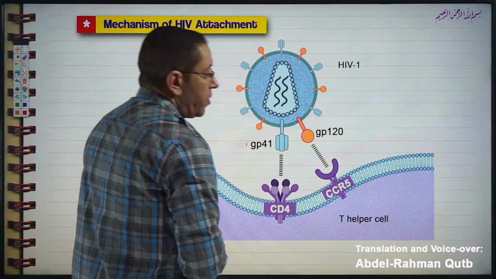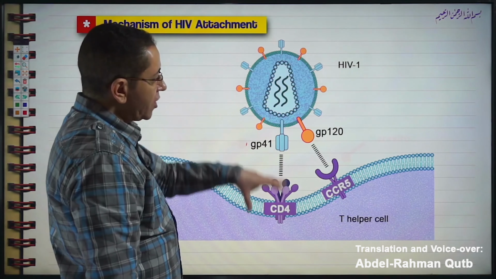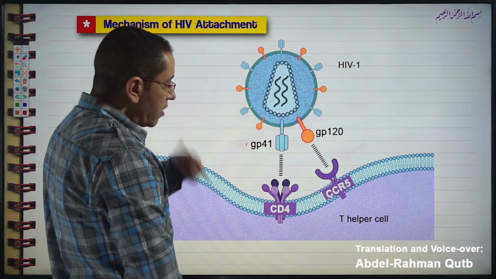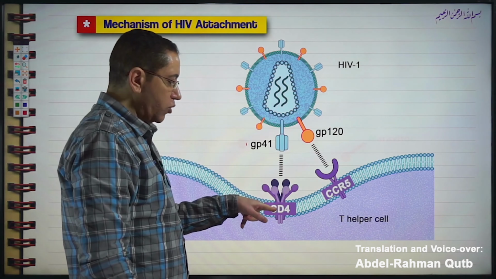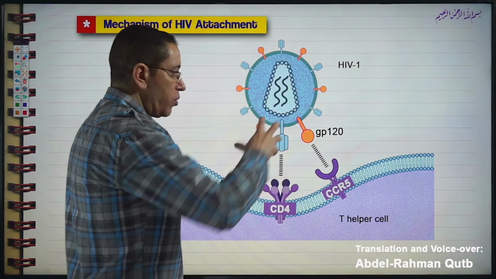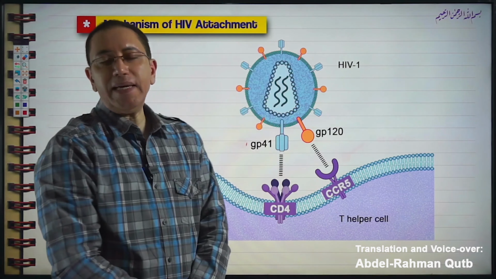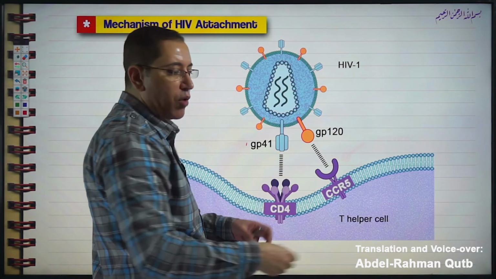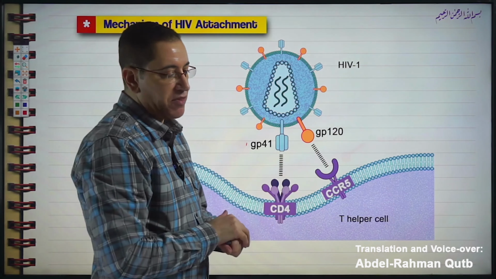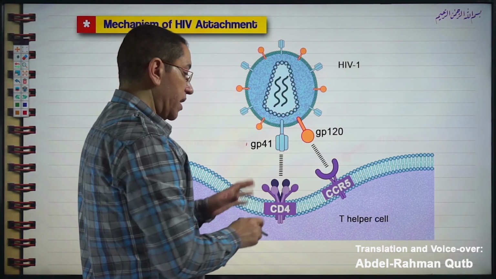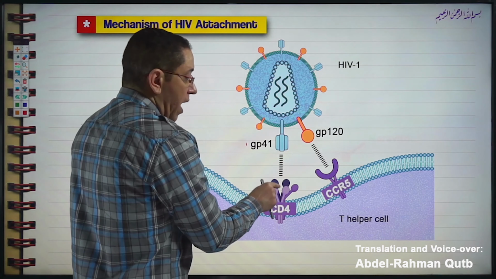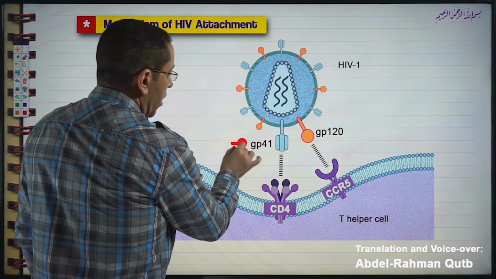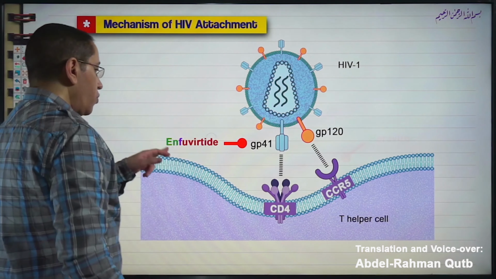Okay? Scientists then decided to prevent this attachment using drugs that bind to one of these. At first they thought about the CD4. They said, we can design drugs that block this receptor, thus the virus wouldn't attach. But they failed miserably, because the CD4 is the most important receptor on the surface of the T helper cell, so we can't block it. When they knew that they cannot target the receptor itself, they decided to target the spikes of the virus instead, this one called GP41. So they invented a drug for the GP41 and called it Enfuvirtide.